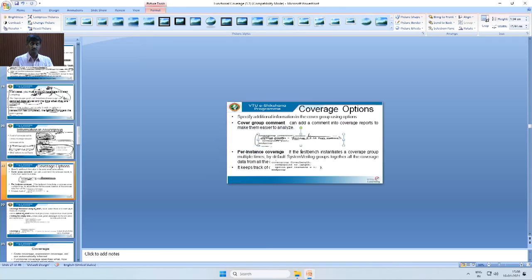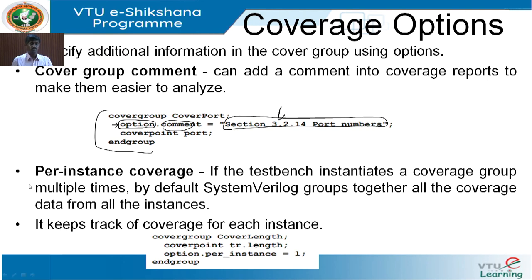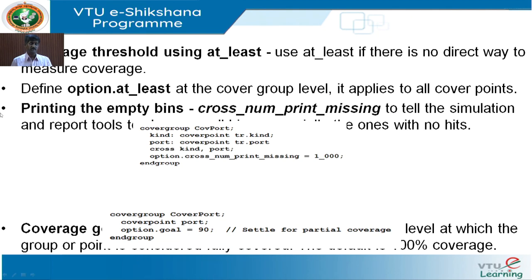For this, to define it or to consider these point values. Per-instance coverage: if the test bench instantiates a covergroup multiple times, by default we can have coverage data from all the instances together. It keeps track of coverage in each instance. So in the covergroup, coverpoint transaction.length, option.per_instance will be equal to 1. This is the simplest covergroup analysis which needs to be considered.